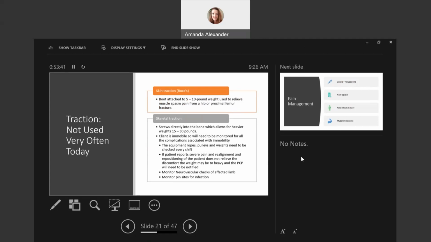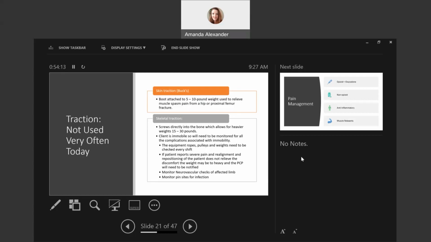Traction. This is not used very often today, but it is used more at a level 1 or level 2 trauma center than you would probably see in most other places. The problem with traction is there is a high risk for infection. So learning how to take care of a patient in traction is really important, and there's so many things for traction that we need to know.